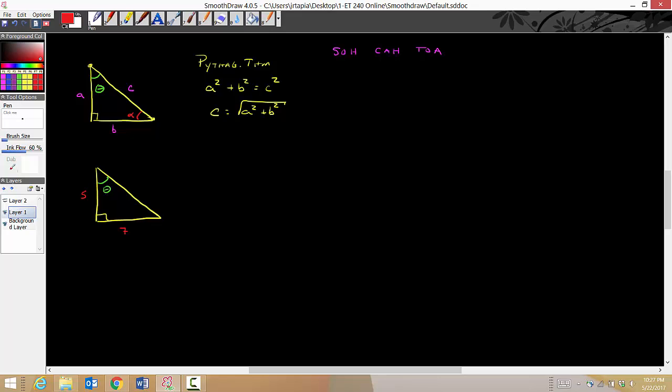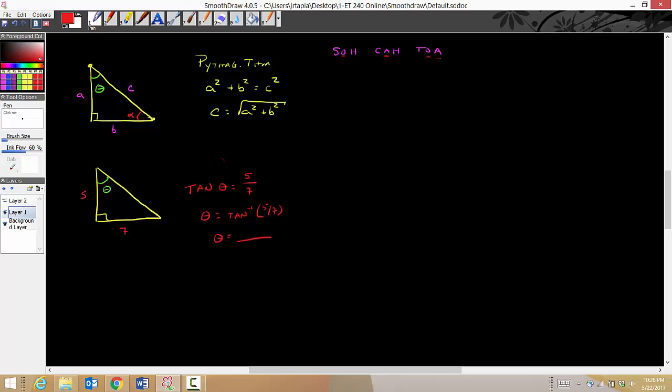Well, we can look at SOHCAHTOA over here and say, alright, I have my adjacent and I have my opposite, but those won't work with sine or cosine because you have to use the hypotenuse. I have opposite and adjacent, so I can use tangent. So here I would say, okay, tangent of theta is equal to opposite over adjacent. And then solving for theta, we're going to take the arctangent of 5 over 7 to get our angle.